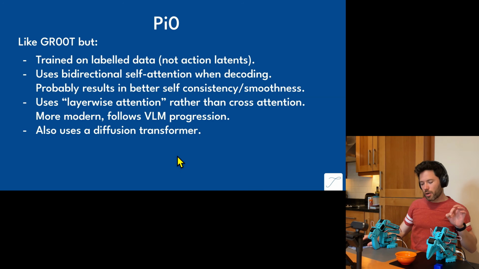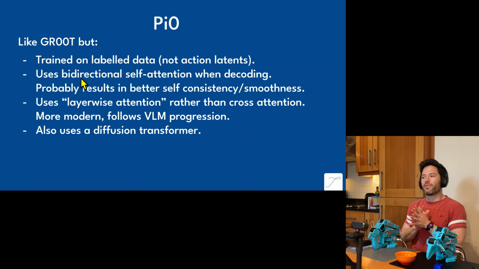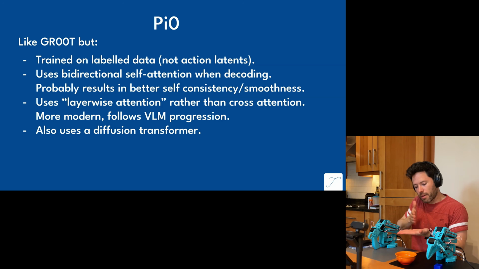I'm going to quickly describe Pi0 because then I'll show you the papers. There are quite a few similarities. Pi0 though is trained on label data, as I understand, not action latents. Pi0 uses bidirectional sense attention when decoding. This is more of an advanced comment, but when we're decoding, say 10 time steps, it allows queries to be made between those 10 time steps for improved continuity, which I understand is not present in GR00T.